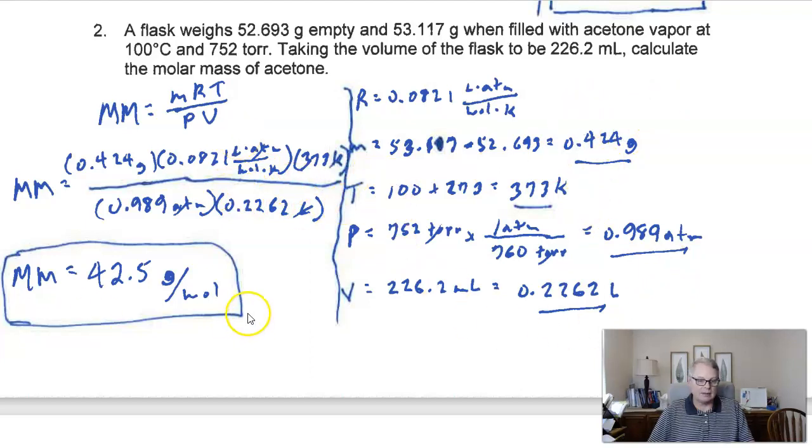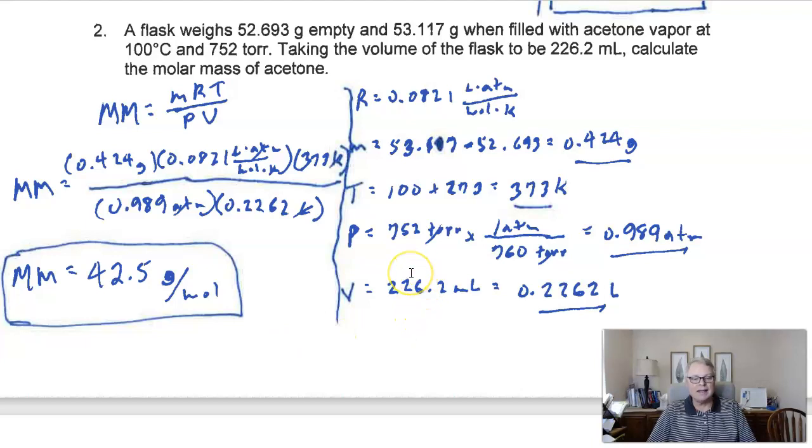And that's why you have to get things in the proper units over here. You don't have to put that in. You just have to make sure you get them in the units, and you can just put the numbers in. That's fine with me. All right. So we do the math, and we come up with 42.5 grams per mole. And there's your molar mass.